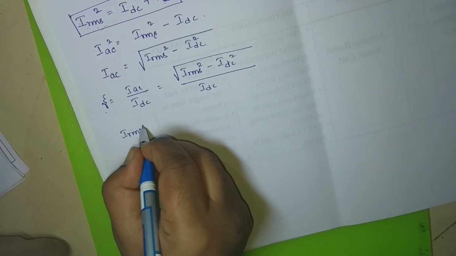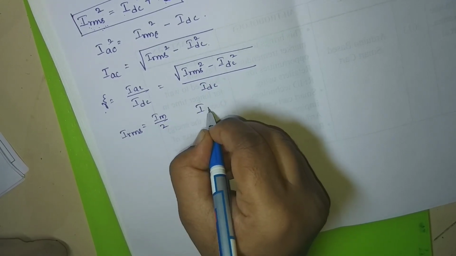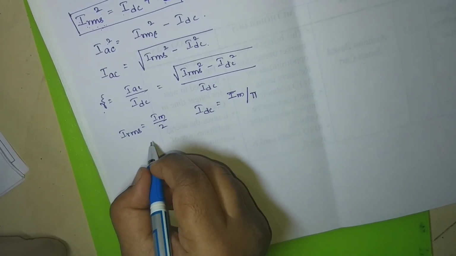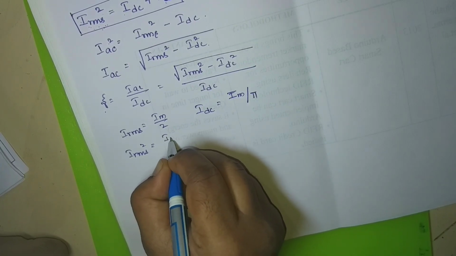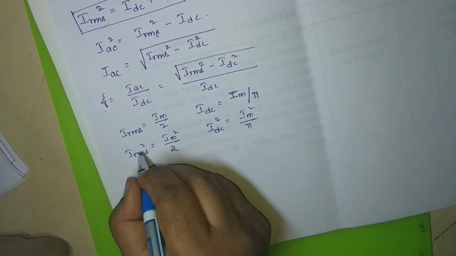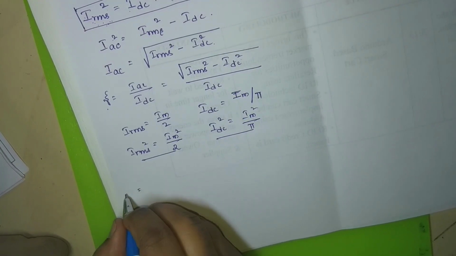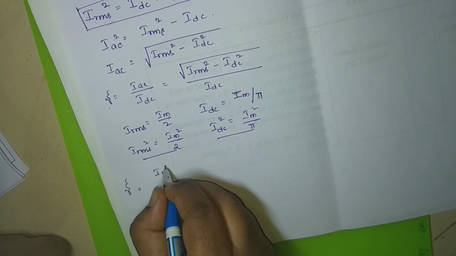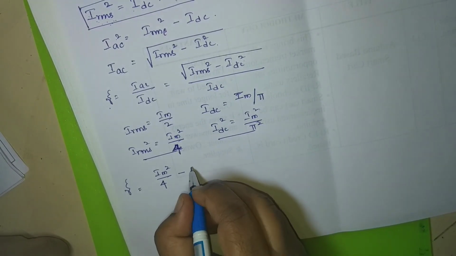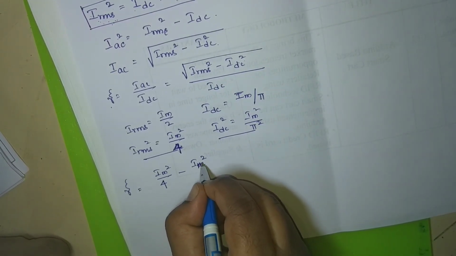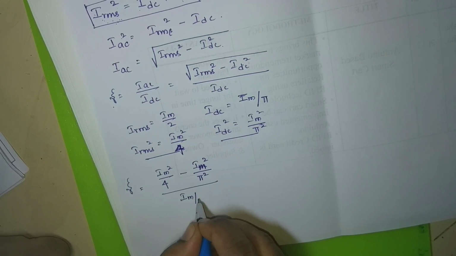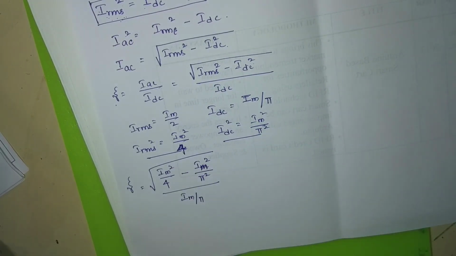What is the value of IRMS? IRMS is equal to Im by 2. And the value of IDC is equal to Im divided by pi. If I take squares, IRMS square is equal to Im square divided by 4, and IDC square is equal to Im square divided by pi square. Substituting these in the above equation, gamma is equal to the square root of Im square divided by 4 minus Im square divided by pi square, divided by IDC, which is again Im by pi.